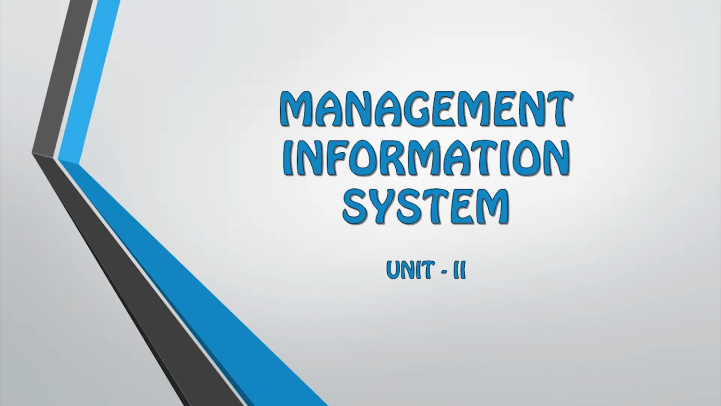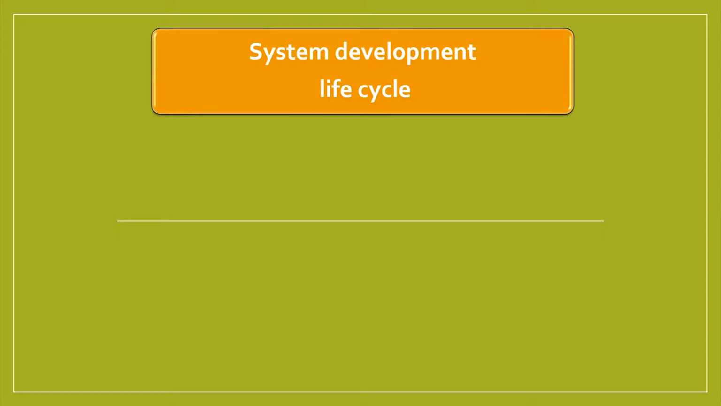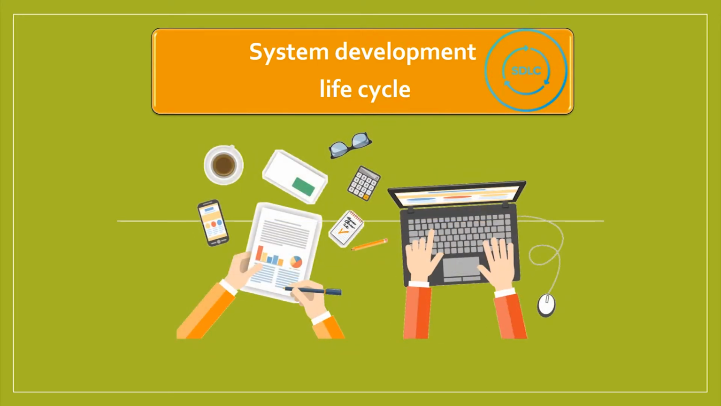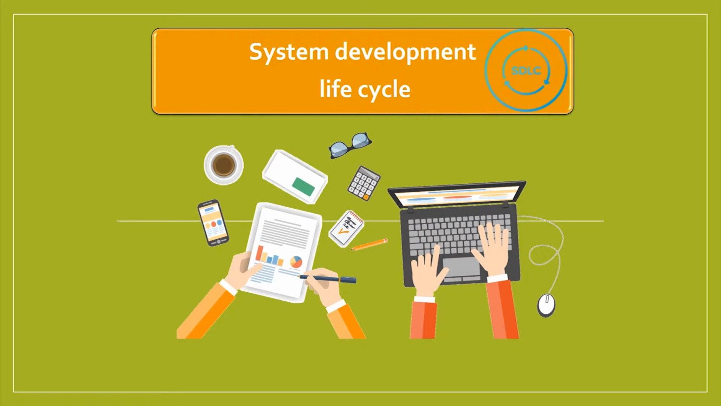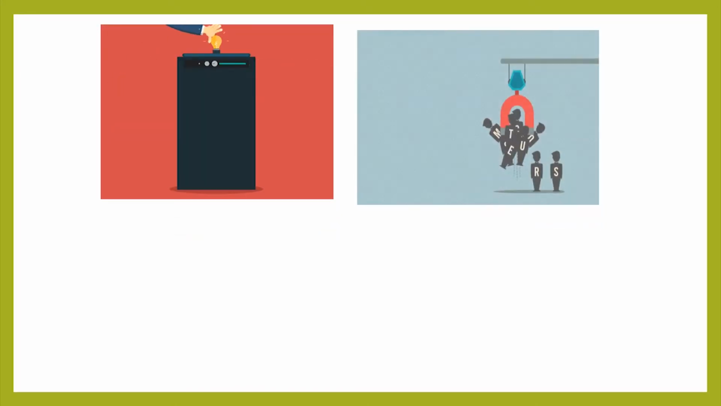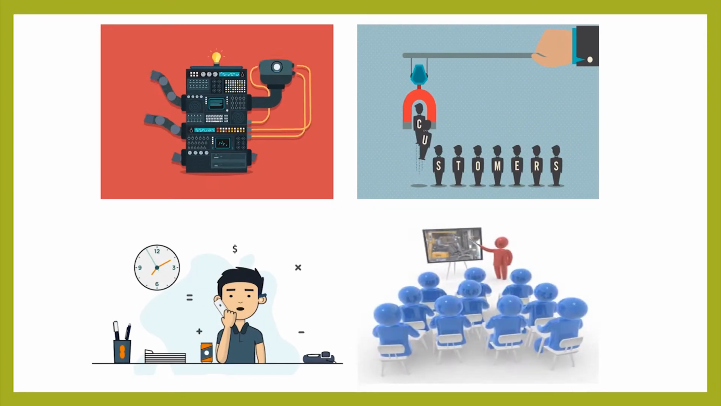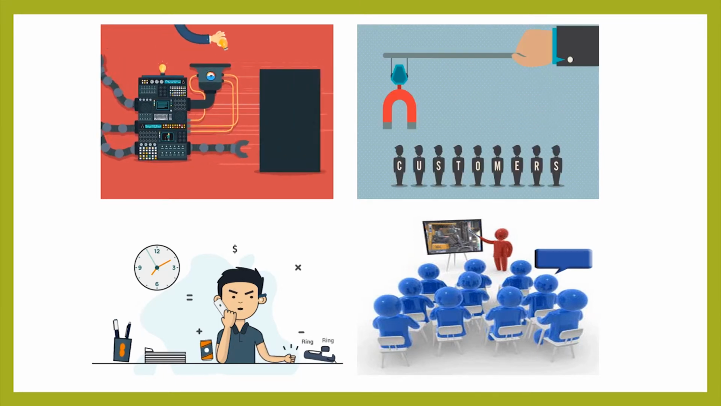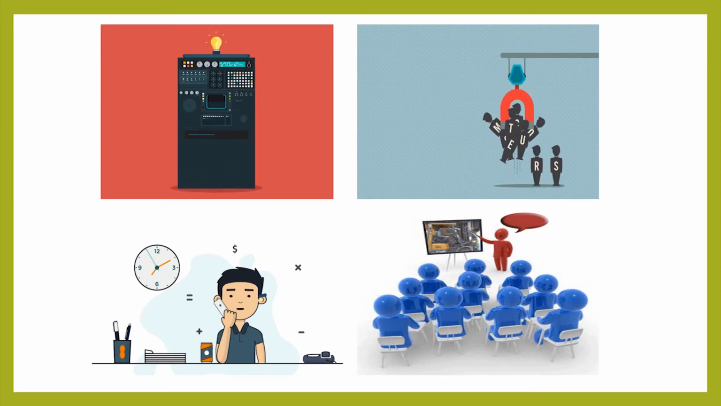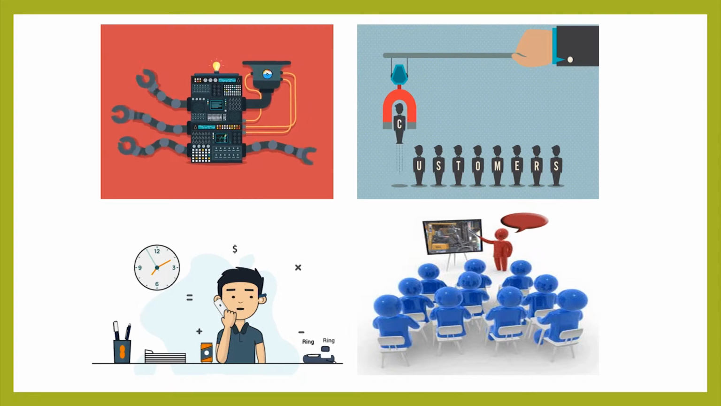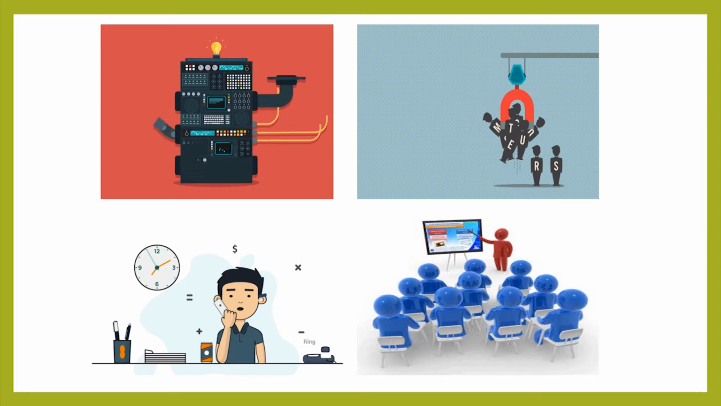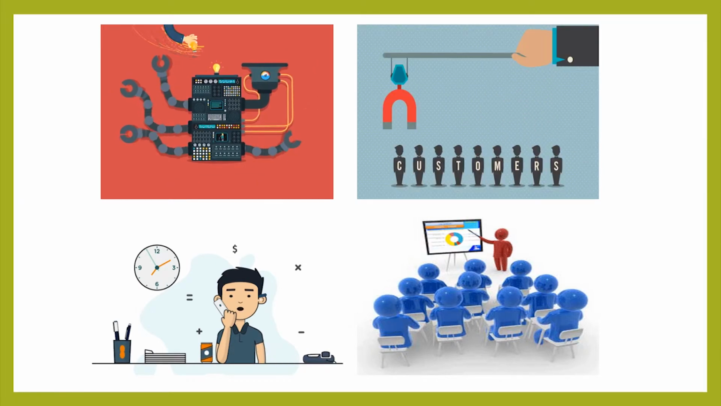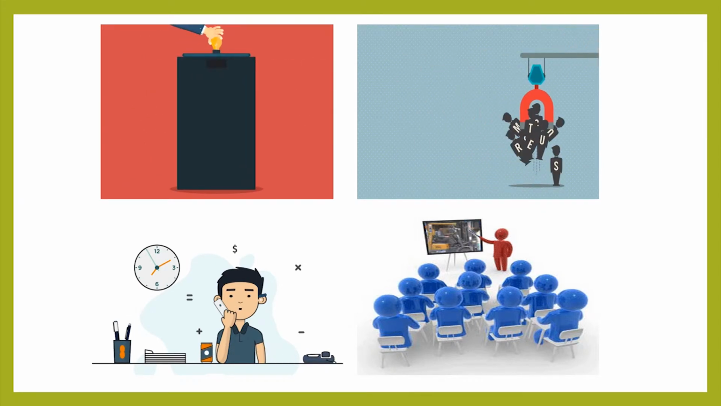In this video, we will discuss the system development lifecycle. The organization as a system comprises various interrelated departments such as production, marketing, sales, and personnel, etc. None of these sections are of much use when taken as a single independent unit. Only when they are properly coordinated can the organization function effectively and profitably.